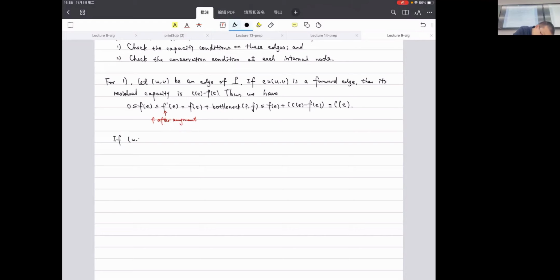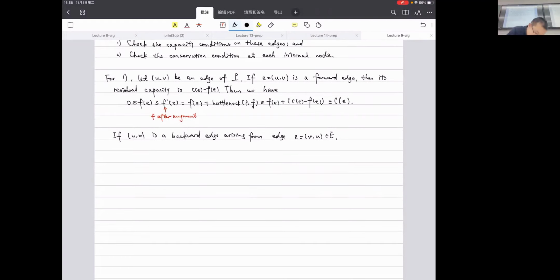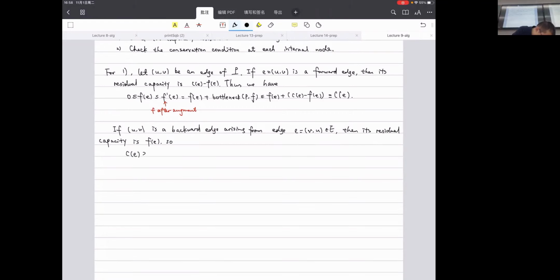On the other hand, if UV is a backward edge arising from an edge, then in the original graph it should be an edge VU belonging to the edge set E. Then its residual capacity is f_e. So we have c_e larger than f_e, which is larger than F prime e, because F prime e is f_e minus the bottleneck of P, F. The bottleneck is always non-negative, so we have this inequality here.